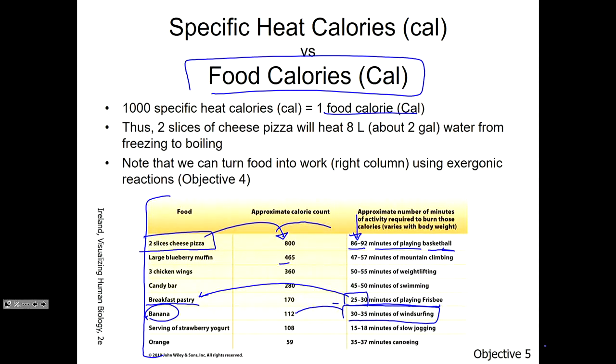But what we're trying to say is we take food and we convert it to energy, and then we can use that energy for what we generically call work or doing something. Okay, whether it's canoeing. I love slow jogging. Not just jogging, not walking. Slow jogging. You better have some strawberry yogurt. But you get the point, right? We're trying to demonstrate the idea behind food calories.